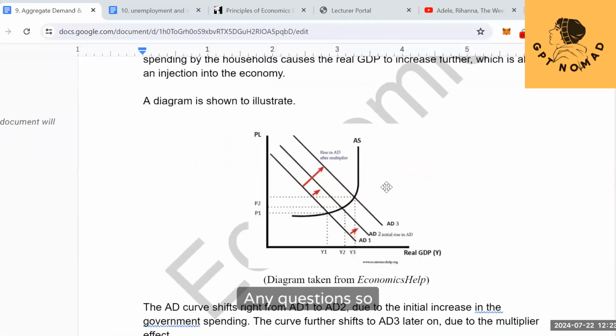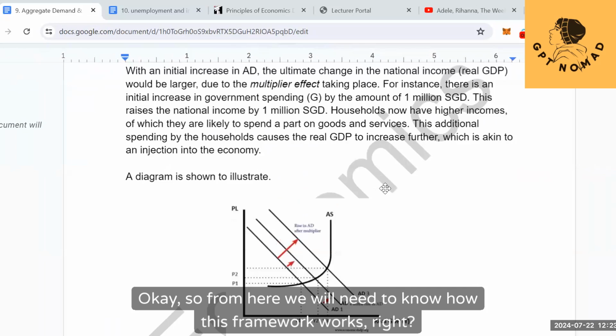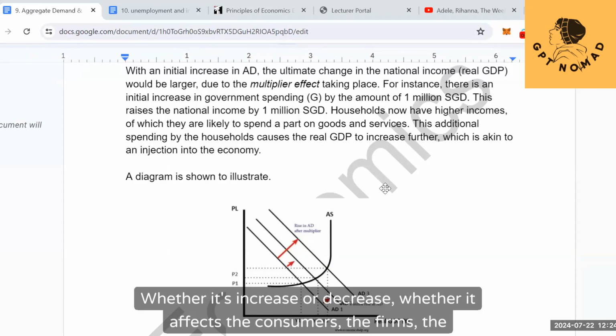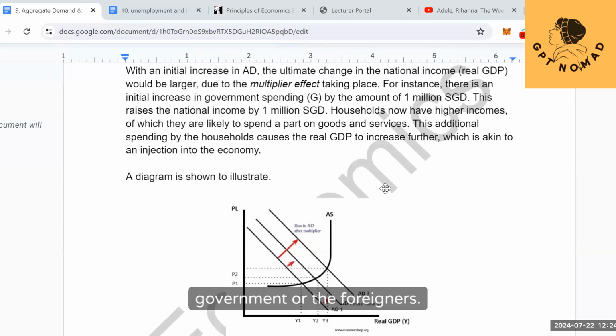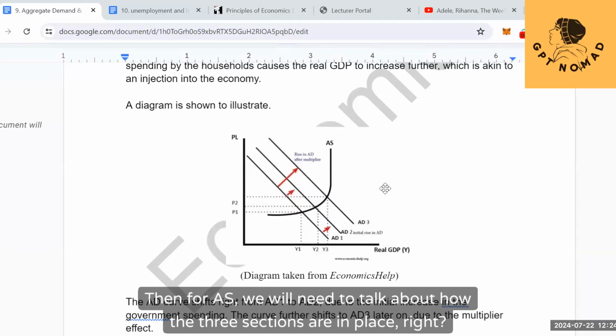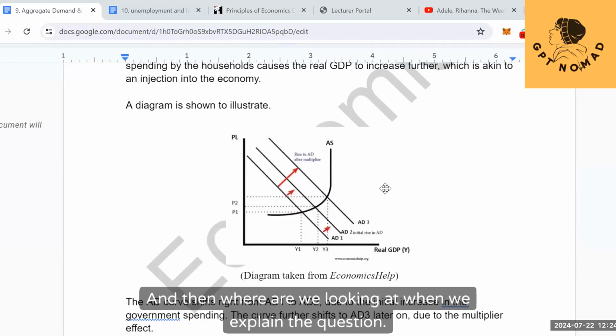Any questions so far? Okay, so from here, we will need to know how this framework works. What are the four components of your AD, and what can cause your AD to change, whether it's an increase or decrease, and whether it affects the consumers, the firms, the government, or the foreigners. Then for AS, we will need to talk about how the three sections are in place, and where we are looking at when we explain the question.